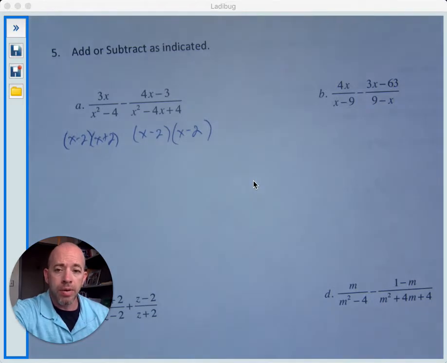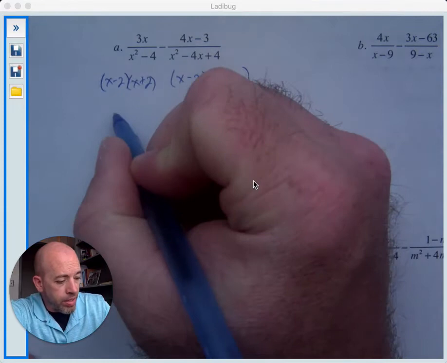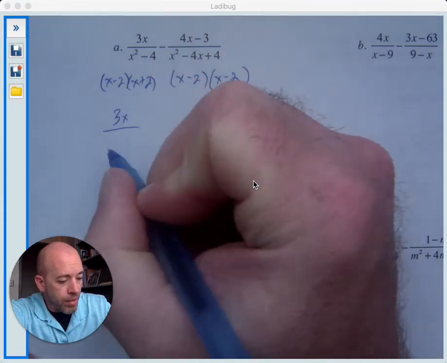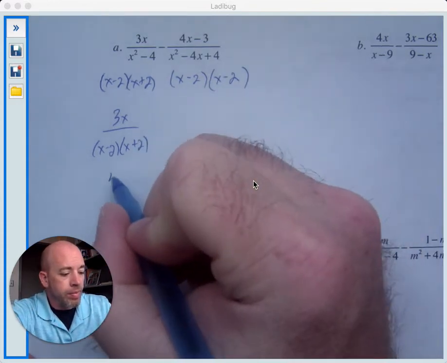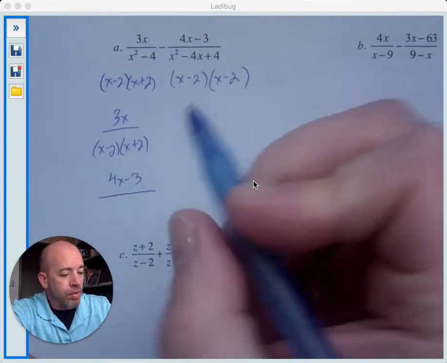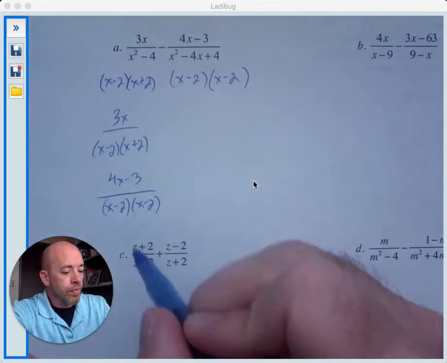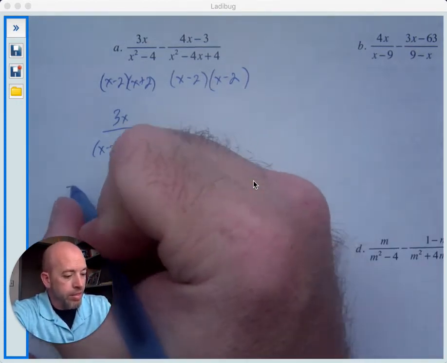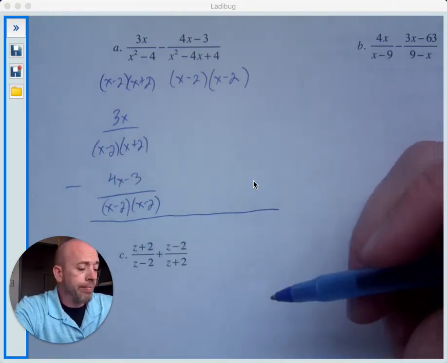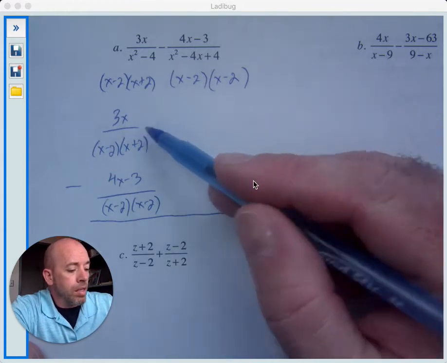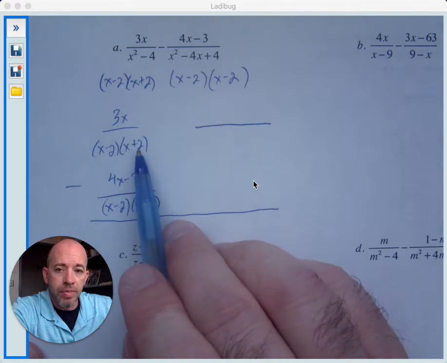And so now I'm going to rewrite this vertically again. So we have our 3x over x minus 2, x plus 2, and 4x minus 3 over x minus 2 times x minus 2. Alright, and we are subtracting this, right? Which means we need to make sure we handle that. So, LCD. We have a factor of x minus 2 and a factor of x plus 2.